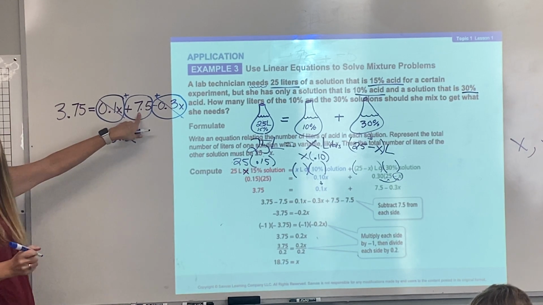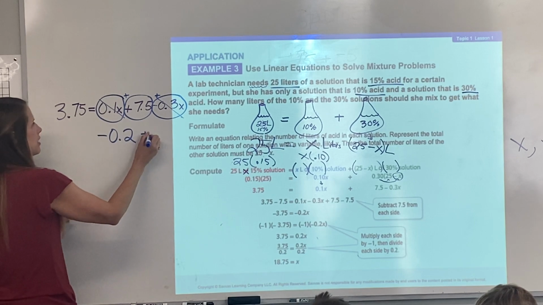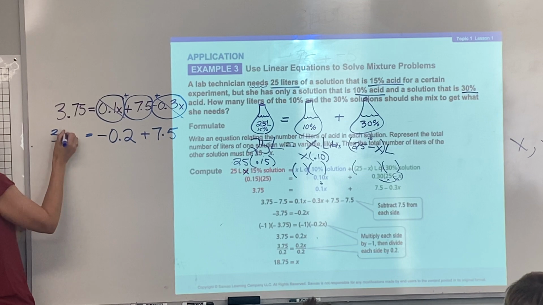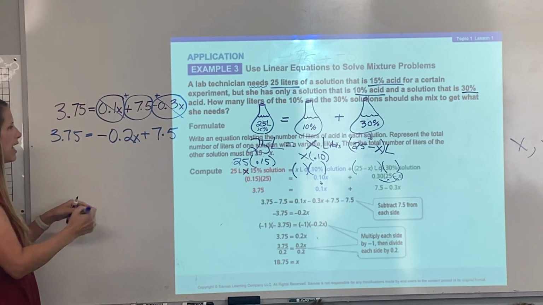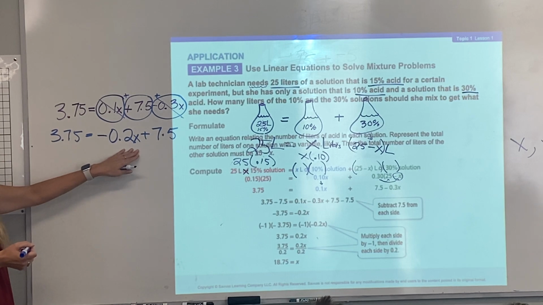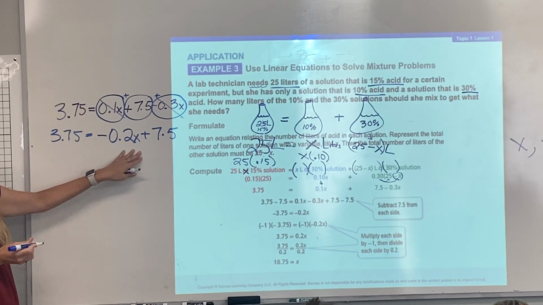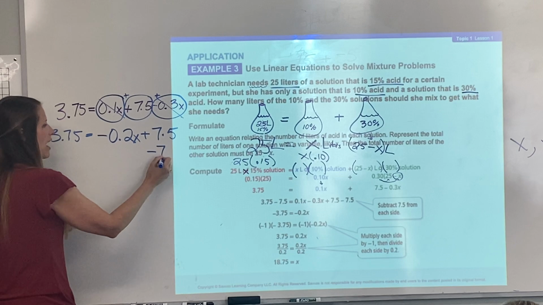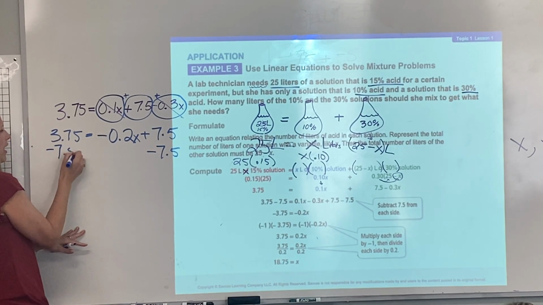Can I combine this with anything else? No. Plus 7.5 equals 3.75. Whoops. Oh my gosh, I forgot my X there. Holy smokes. Whew, that was a close one. All right, what do I do next? Add, subtract what? 7.5. Yes. Subtract 7.5 on both sides.